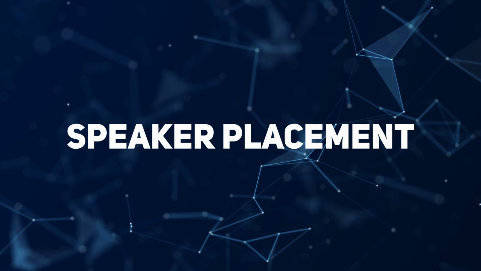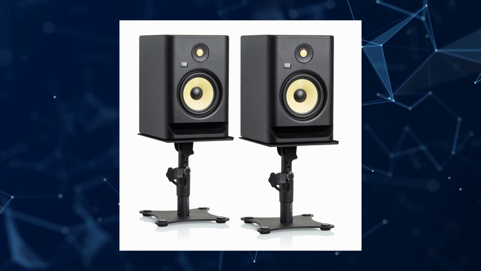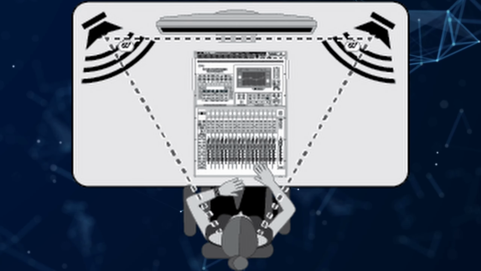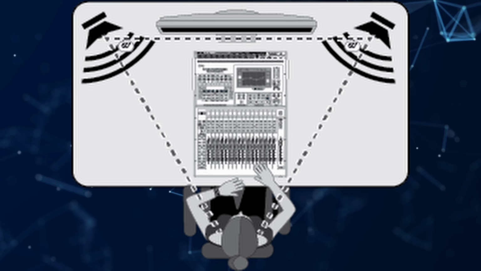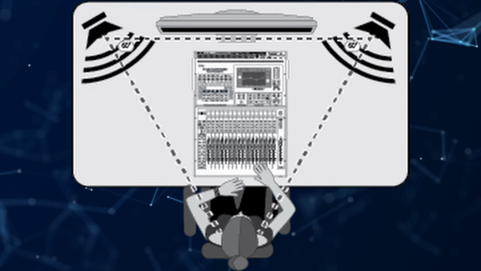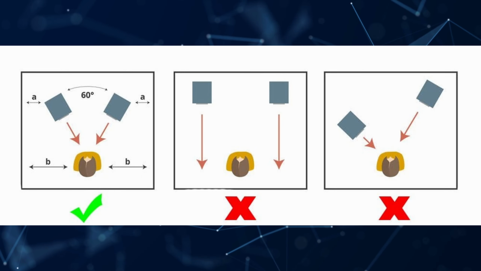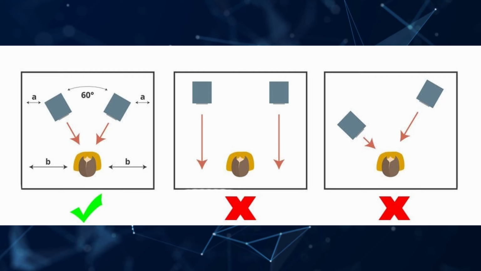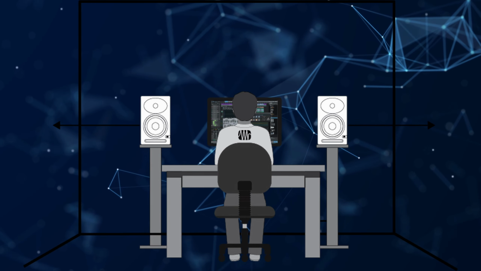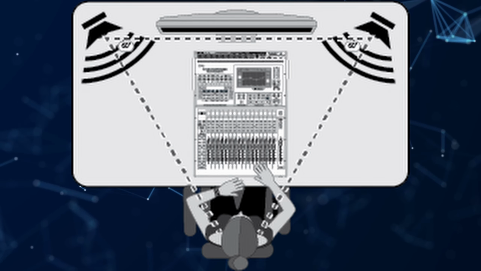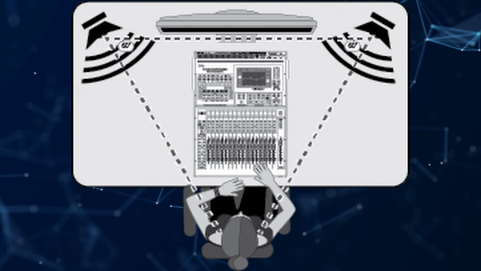Second, speaker placement. So place your speakers on stands or isolation pads and position them so they form an equilateral triangle with your head. This will help to create an accurate stereo image and a balanced frequency response. Third, the listening position. So sit at your desk in the center of the equilateral triangle. Fancy word, yeah, I know. Your ears should be at the same height as the speakers and your head should be roughly at the center of the triangle. This will help to create a stable and accurate stereo image.